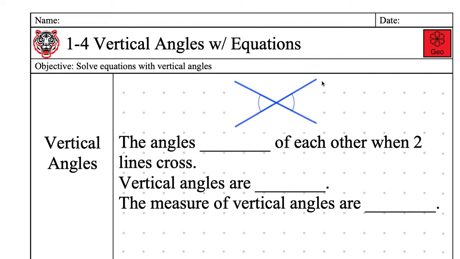All right, we are in geometry. Today's date is September 3rd. We came back after that 3-day weekend. Please write the date, September 3rd, 2019.